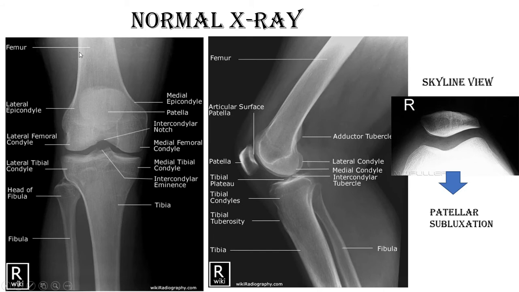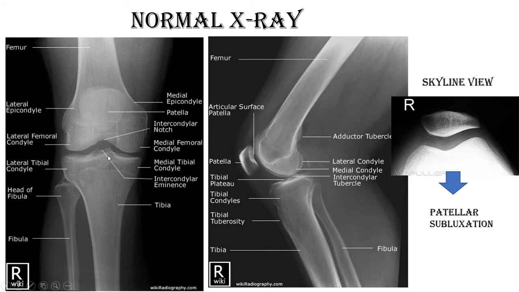So this is the normal skygram, skeletally mature, because there is no physis. Skeletally mature child with a normal joint space here. This is the two condyles. This is the lateral condyle. How do you know? This is the fibula, so it is lateral. Now this is the notch where the popliteal ligament used to get attached, and this is the patella.